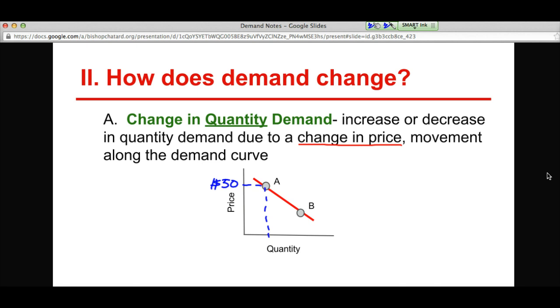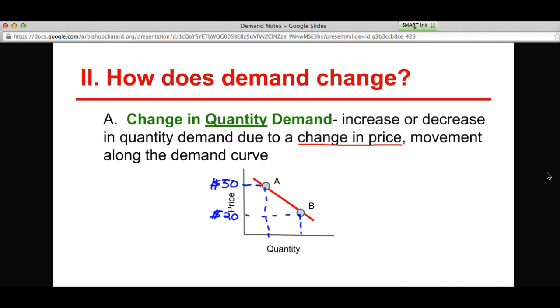Okay, and then we move to another point on the demand curve, and maybe this is $20. Okay, here's our quantity. What you will notice is that as our price changes, and we're going from point A to point B, our quantity changes. Okay, that's pretty easy, right? Because we already talked about that with the law of demand. All we're saying is that with a change in price, our quantity demand changes. We're just moving up and down that same demand curve. So that's why I said it's a movement along the demand curve. We're just moving along that same demand curve.